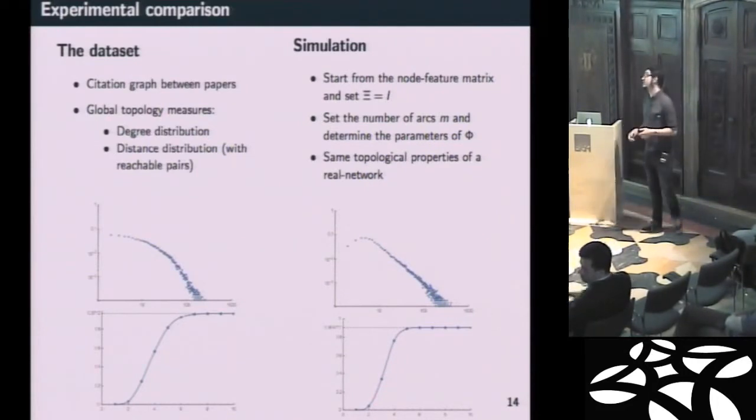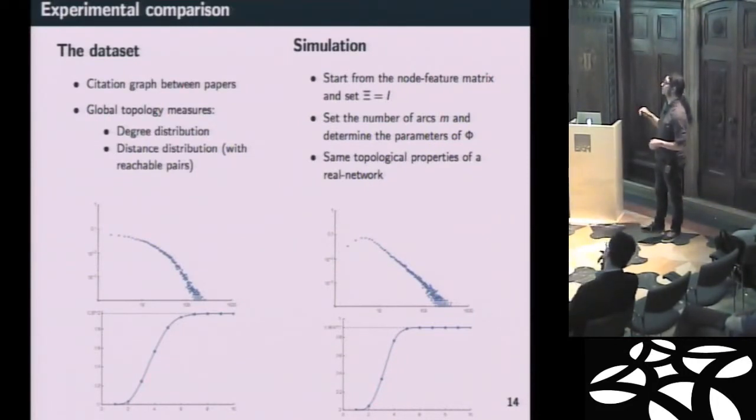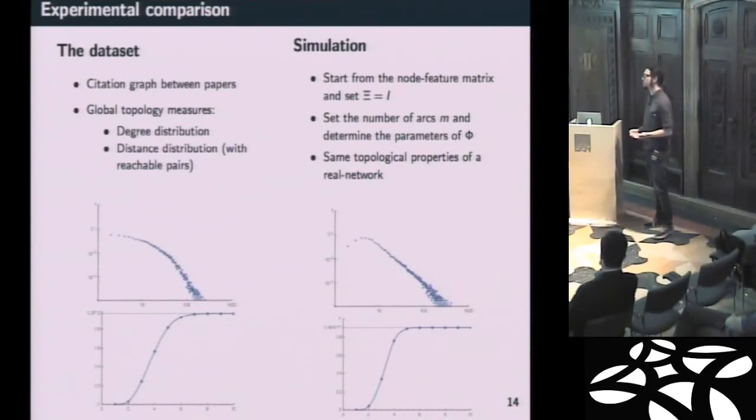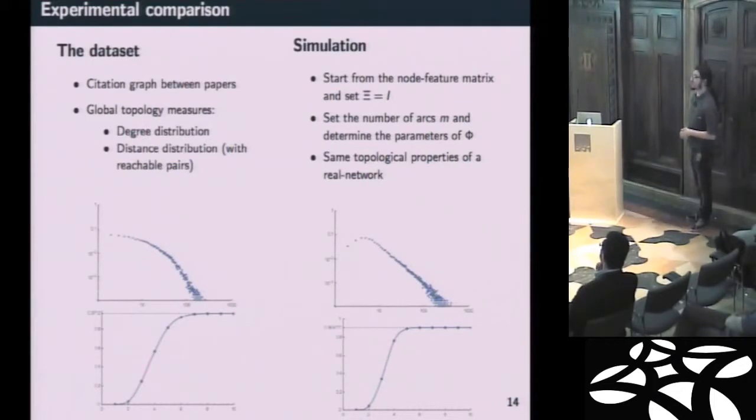So there is a very clear power law in the degree distribution, while that is a pretty local property, the global properties of this graph are very realistic. It resembles closely the one of the original graph.